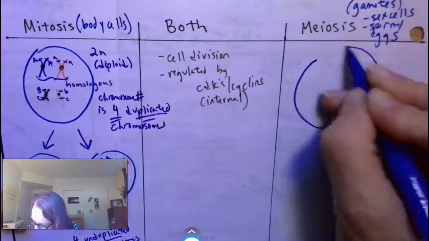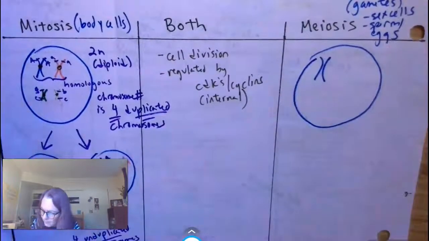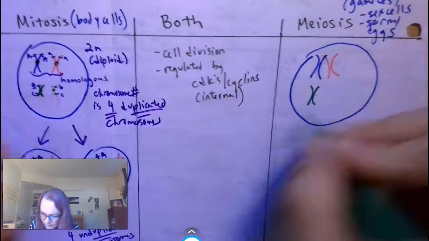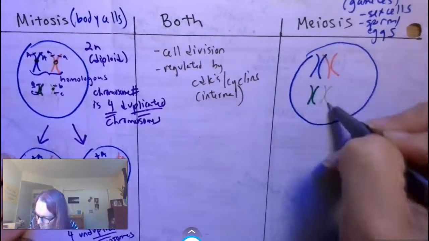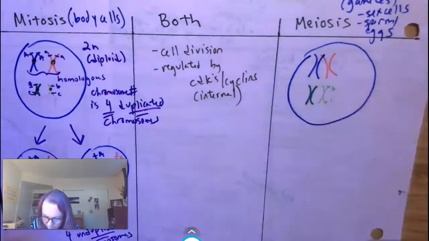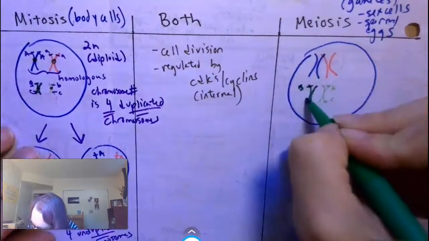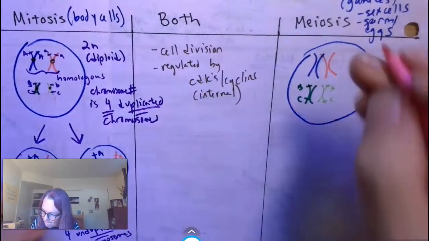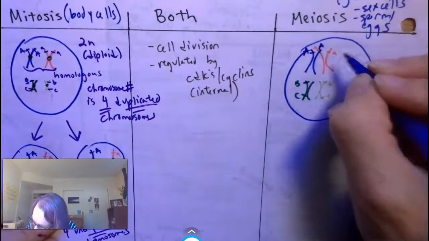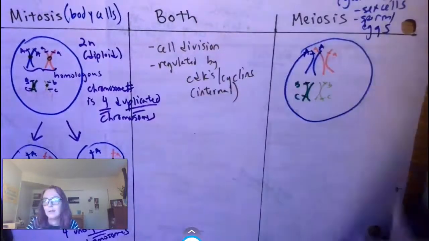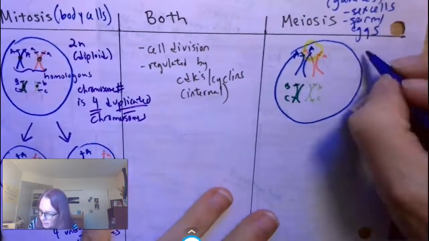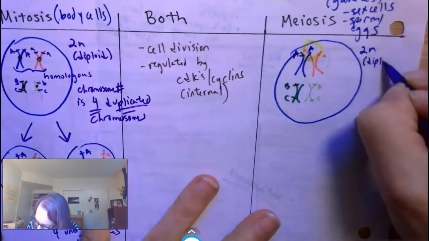Because it starts with a cell with 4 chromosomes, okay? And again, the same genes are present. But remember, we're going to have crossing over occurring here. So you can kind of see crossing over is occurring right here, okay? So in the beginning of meiosis, your cell is 2N or diploid.